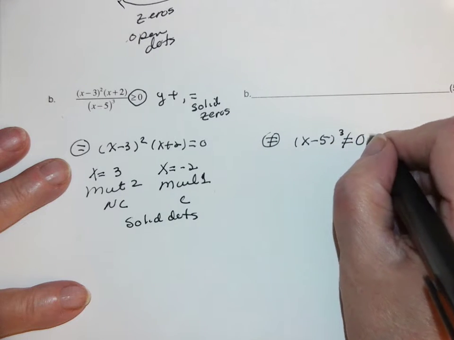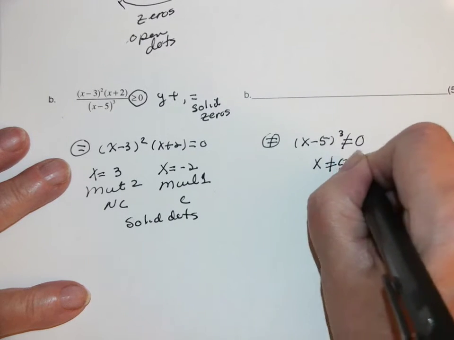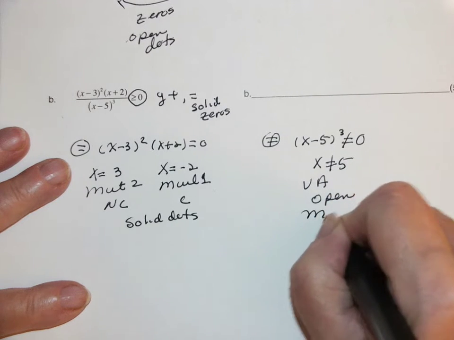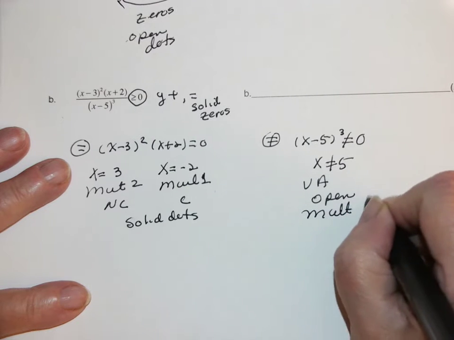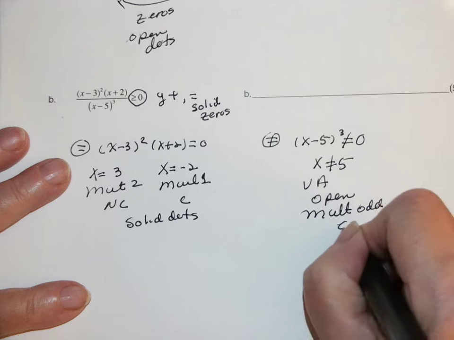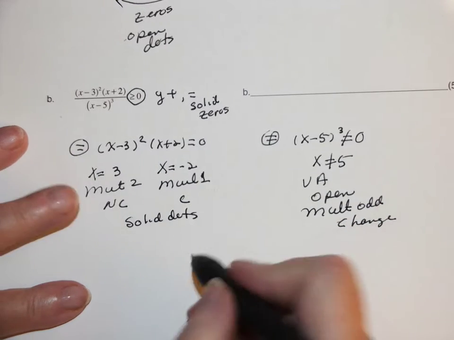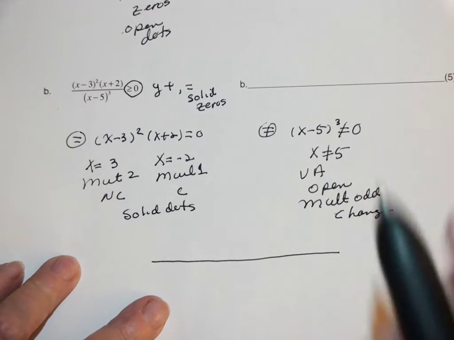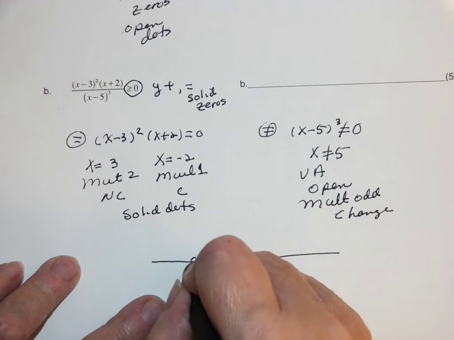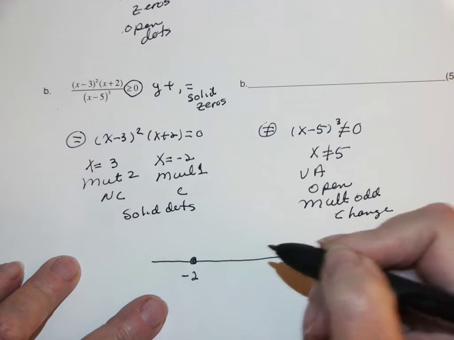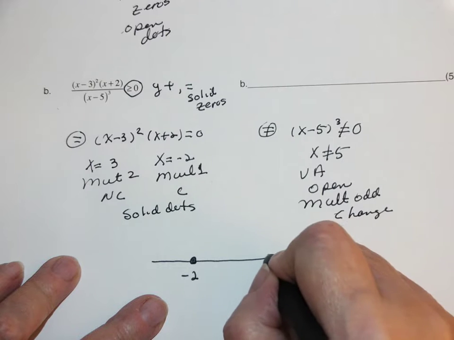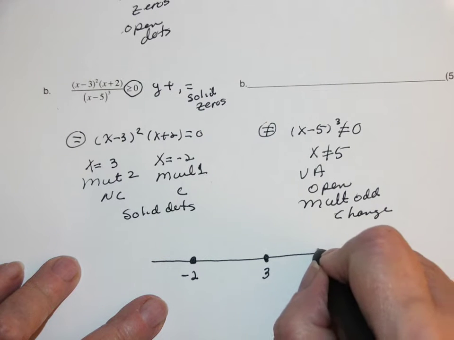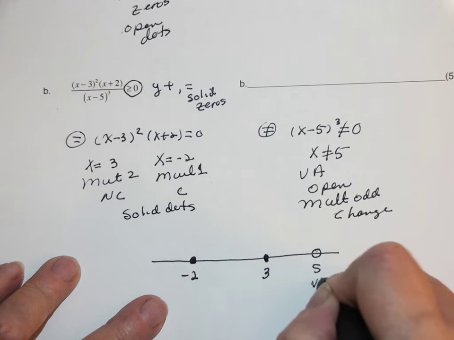(x minus 5) cubed, well, x can't be 5. This is my VA, and this is open, but it's also multiplicity odd, so there's a change across the VA. So on my number line, what's my smallest number? Negative 2. That's a solid dot. And then I have 3. That's a solid dot. And I have 5. That's an open dot. That's a VA.